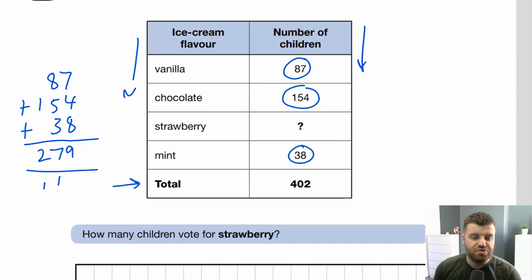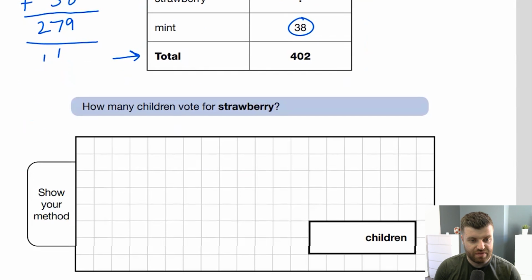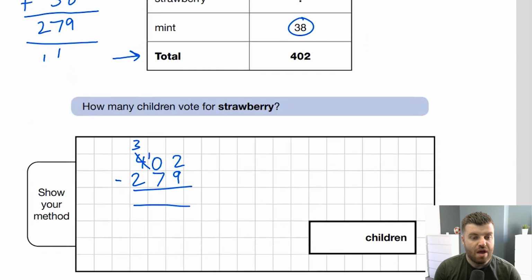If there were 402 altogether, that means that we can find the difference, and that will be how many voted for strawberry. So we take off 279. Look at this, guys. Classic SATS question, making us do some double exchange here. We're going to go to the hundreds and take 10 tens. We're going to take a 10 to get 10 ones, and we're going to go from there. 12 take 9 is 3. 9 take 7 is 2. 3 take away 1. 3 take away 2 is 1. 123 people voted for strawberry.